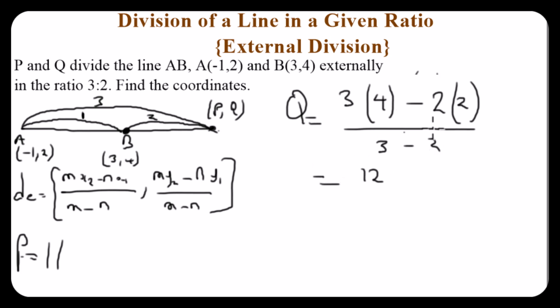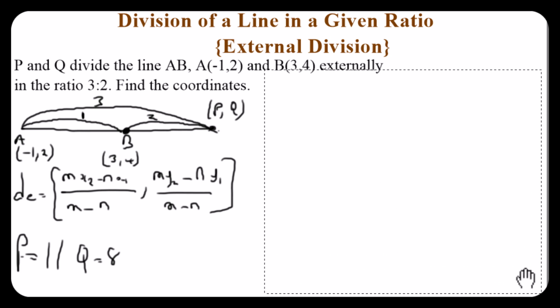So 3 times 4, that's 12. 2 times 2, that's 4. So we have -4 all over 1. And 12 minus 4, that gives us 8. So this is equal to 8. Again, let me write the value of Q here to be 8. All right, so now that we've done this using our formula, let's try and see the direct approach and see whether we arrive at the same answer. Otherwise, we've done something wrong.